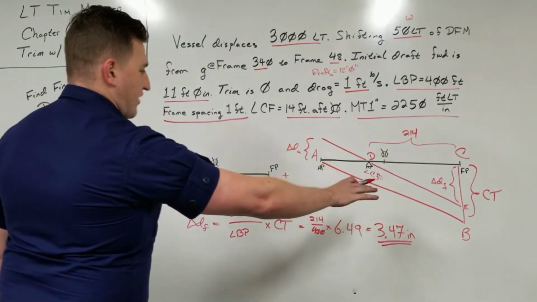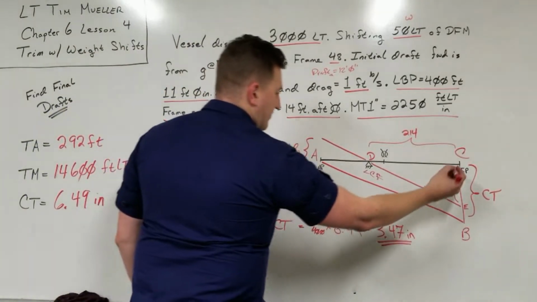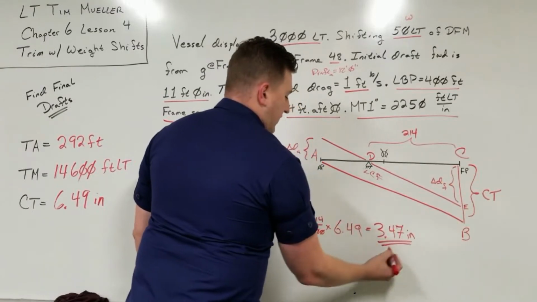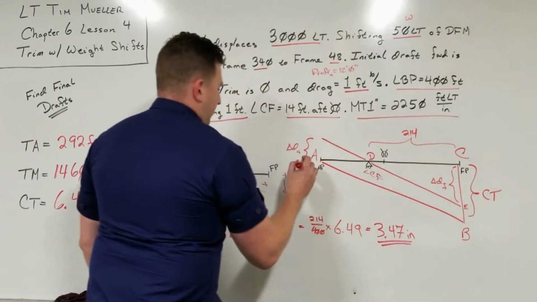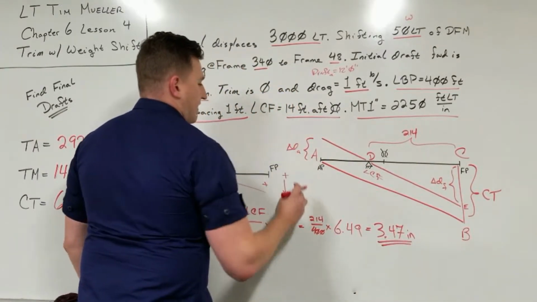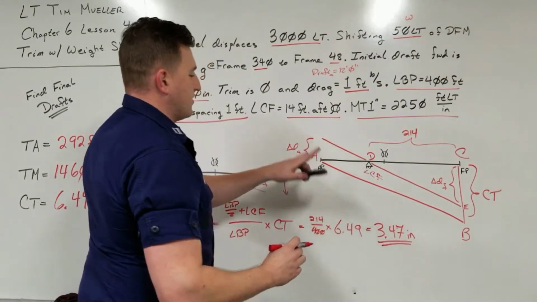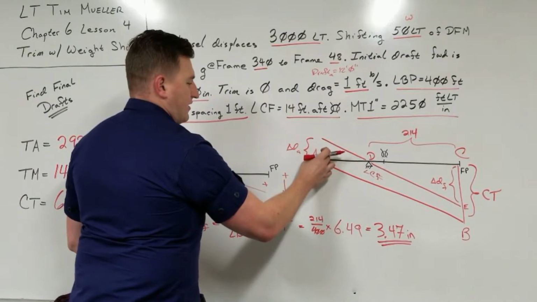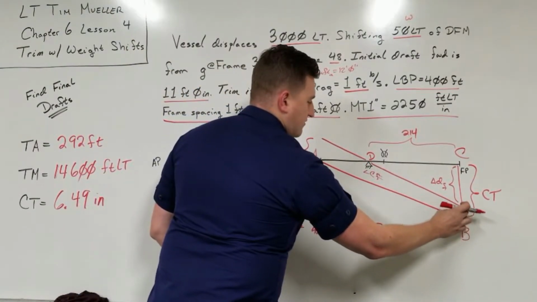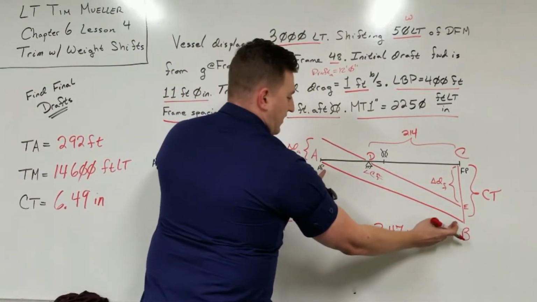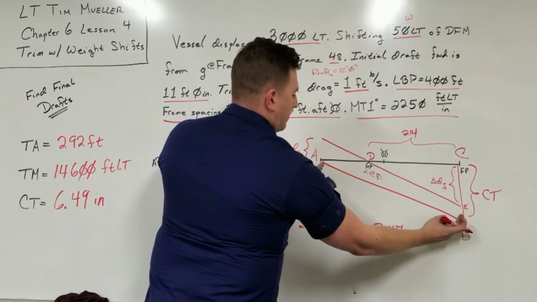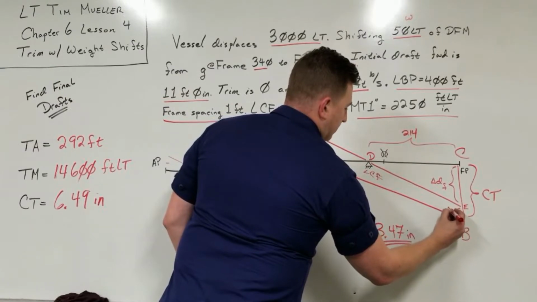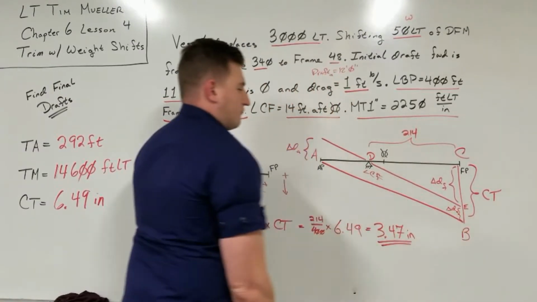Now we know that change in draft is 6.49. We know that delta D forward is 3.47. Now we have to find this delta D aft. You've probably already noticed in previous diagrams that this distance here, this delta D aft, is exactly the same as this distance right here, because we took that line and shifted it perfectly parallel straight up. So if you want to think of it like that, we have a delta D aft right there.